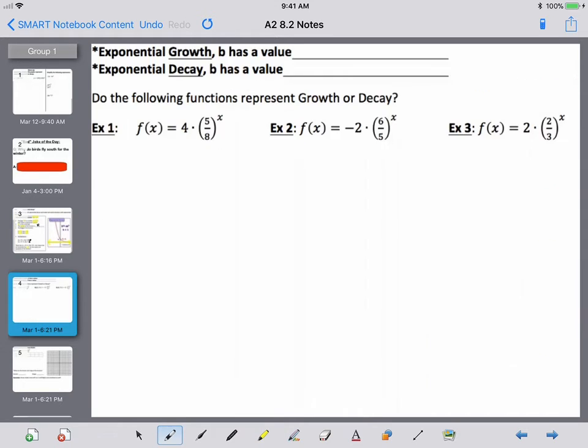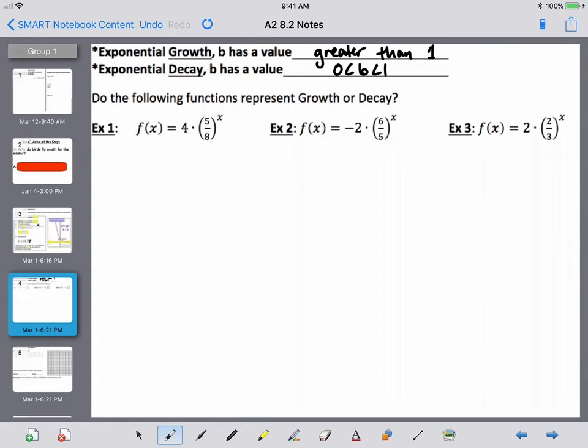So in these first three examples, just really what you need to know about growth versus decay: if a function is exponential growth, b is greater than 1. And if it's decay, it is between 0 and 1.